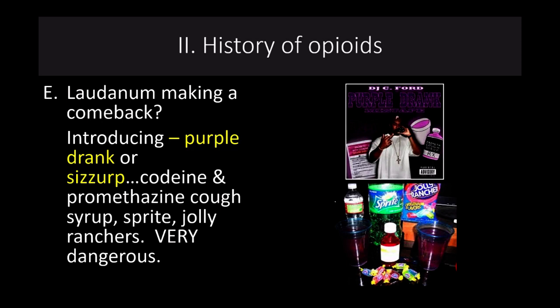This has kind of made a slight comeback in some circles. Some people call it purple drank or sizzurp. This is essentially codeine and promethazine cough syrup, which in some locations you can get without a prescription. So be mindful of that because it's not something you really want to mess with because this is particularly dangerous. And it's mixed with usually Sprite, Jolly Ranchers, and other stuff. This can be potentially very dangerous because the amount consumed can lead to an overdose relatively quickly. And we've all heard news stories of people who have been hospitalized with overdoses of this particular drug.